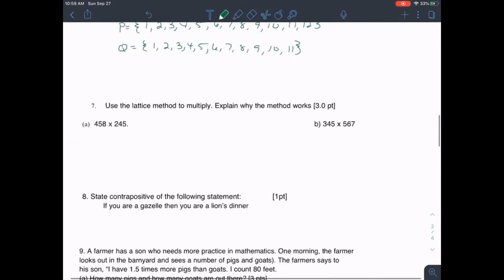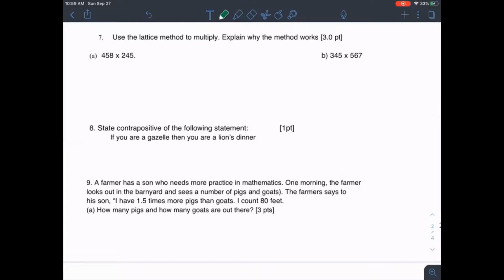All right. Use the lattice method to multiply. Explain why the method works. All right, so the lattice method, we make a square. And we're going to divide it by the number of digits in the number. So we're going to go 1, 2, 3, 1, 2, and 3. So we're going to put 4, 5, 8, 2, 4, 5. And then we're going to divide all of these out.